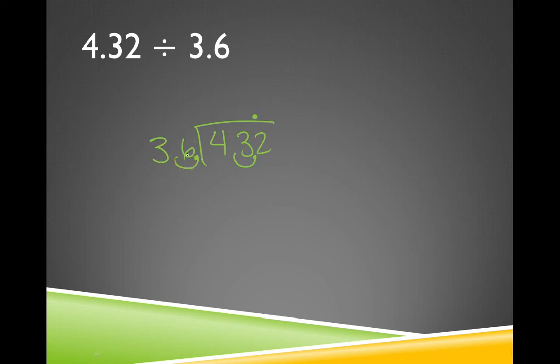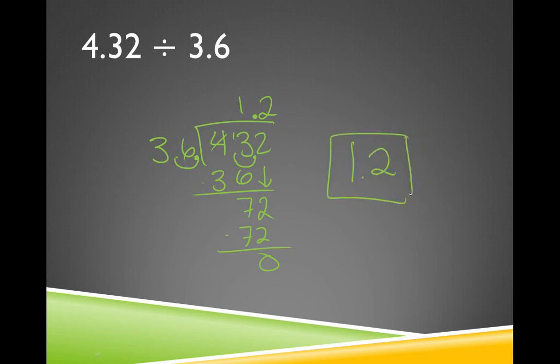36 can go into 43 once, and we get 36 on bottom. We subtract, and we get 72, and we drop that 2. 36 can go into 72 twice. That gives me 72, 0. Because I got the 0 there, I'm done. So 1 and 2/10, or 1.2, is my answer.